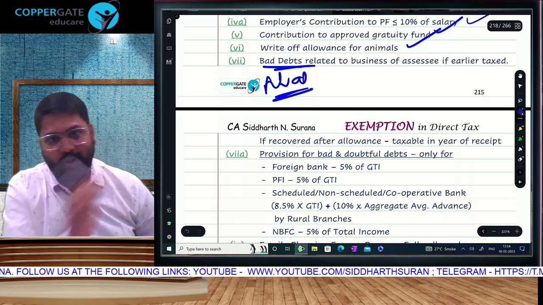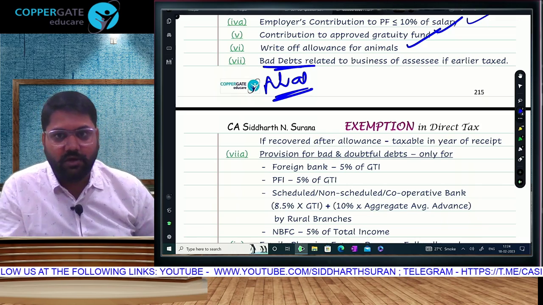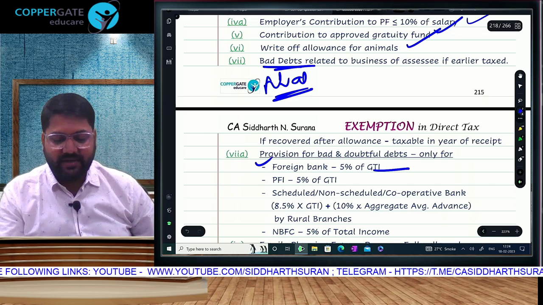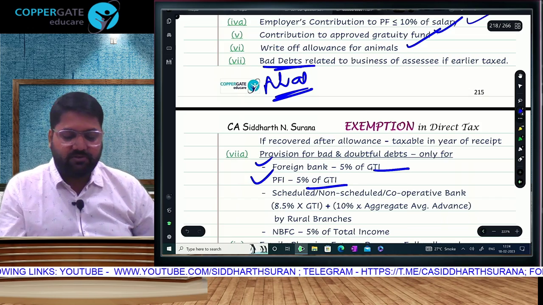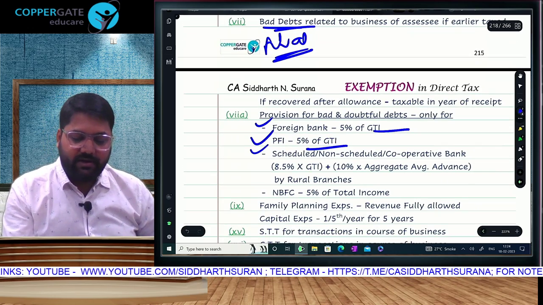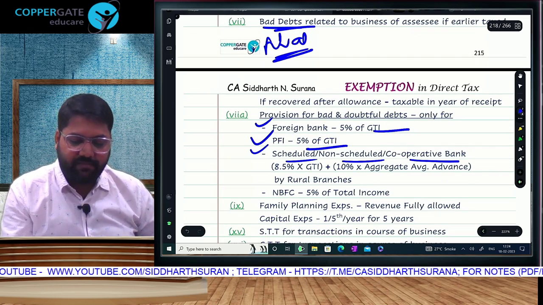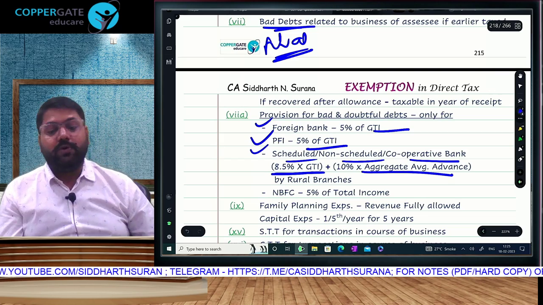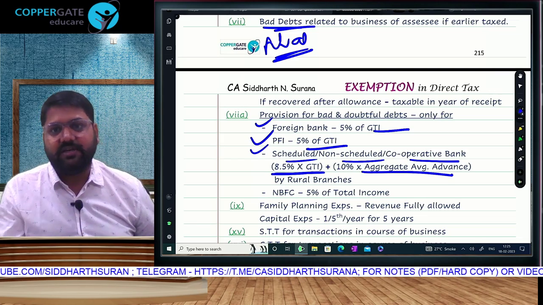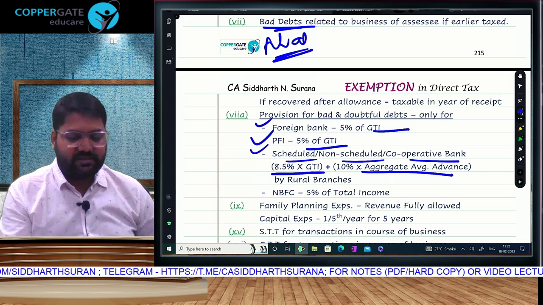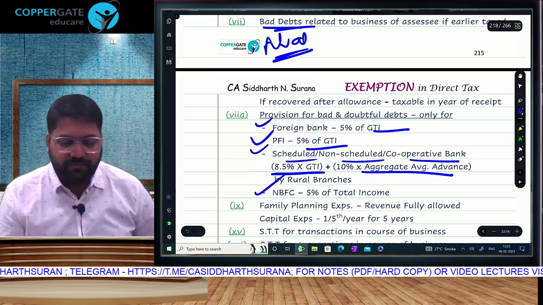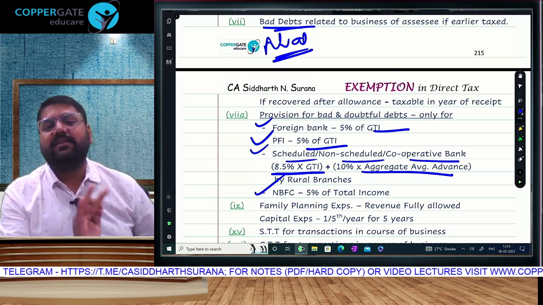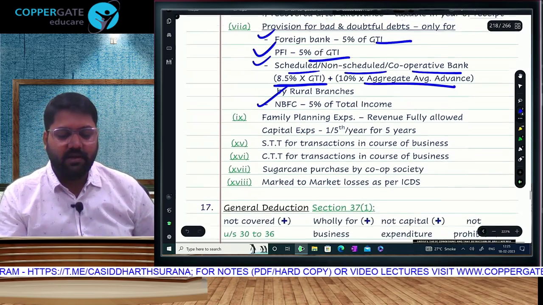RDD provision normally is not allowed, but for banking businesses, in a foreign bank up to 5% of GTI, public financial institution up to 5% of GTI, and in a scheduled bank, non-scheduled bank, cooperative bank, we take 8.5% of GTI plus 10% of rural advances, and NBFC maybe 5% of total income. This is only in the banking business RDD, otherwise in other businesses only actual bad debts will be allowed.